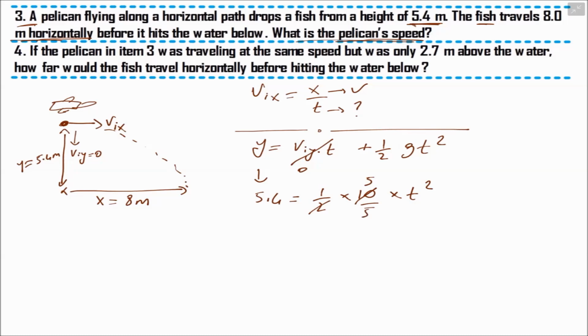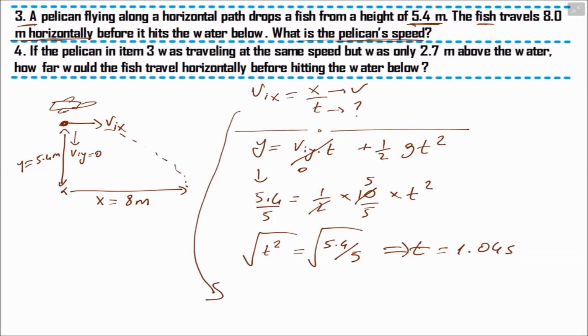If you divide both sides by 5, t squared will be equal to 5.4 over 5. If you take the root of both sides, time will be 1.04 seconds. And if you substitute this time in this formula, v initial x equals x over t, x is 8, time is 1.04. So the result will be 7.7 meters per second. Thanks for listening.